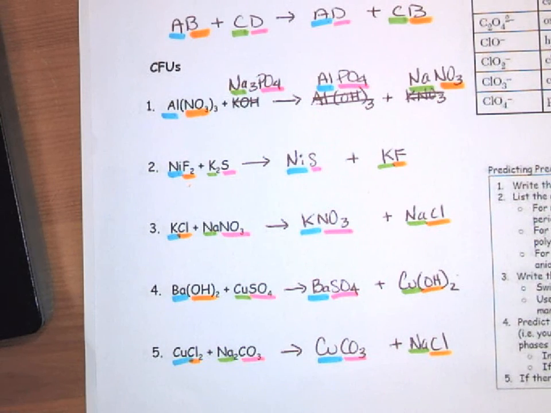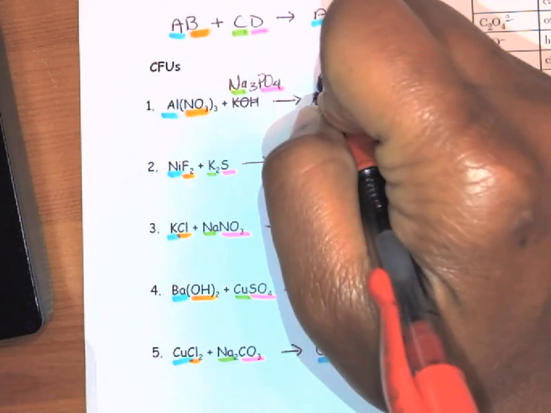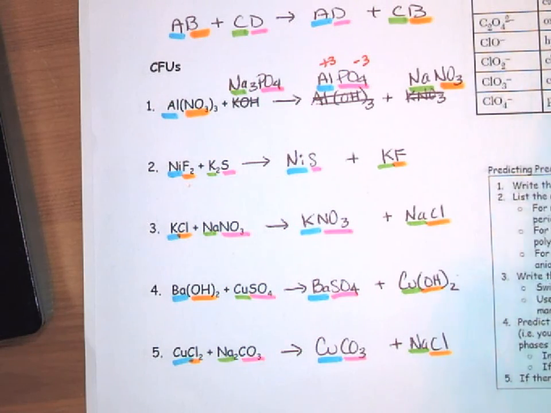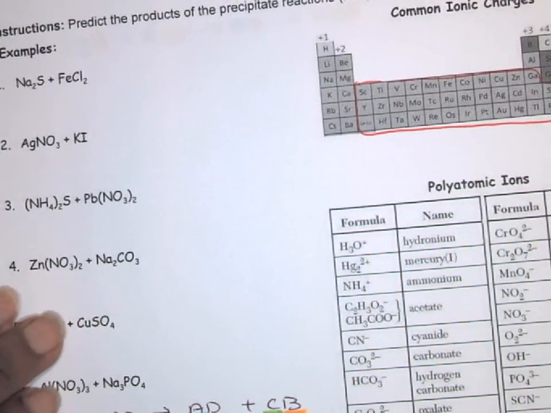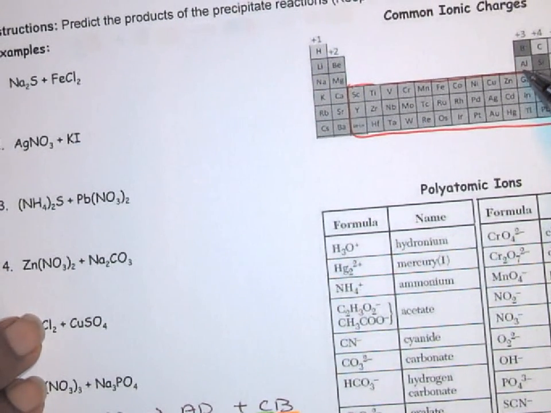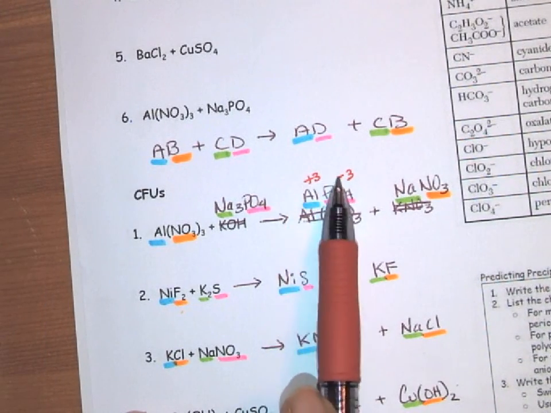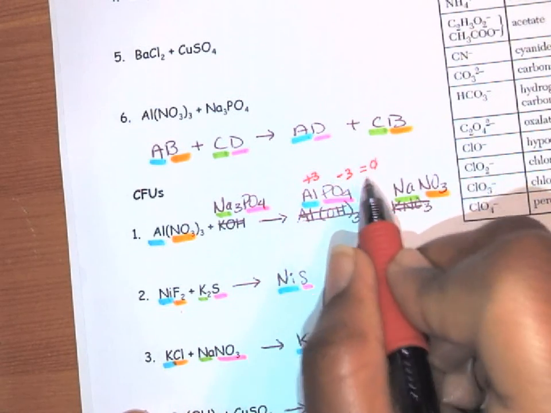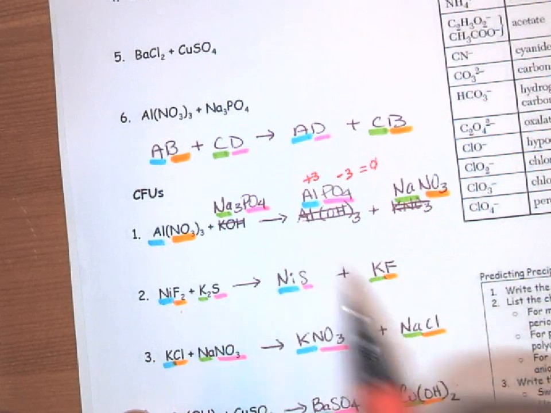So in this first example, aluminum, which is in group 13, has a +3 charge. Phosphate, which is on the polyatomic ion chart, has a -3 charge. Here's aluminum with its +3 charge, because it's in group 13. And for phosphate, it has a -3 charge, over here. If you add those two charges together, +3 and -3 gives you 0, and that's what we want. So that means we just need 1 aluminum and 1 phosphate, and that's the chemical formula.